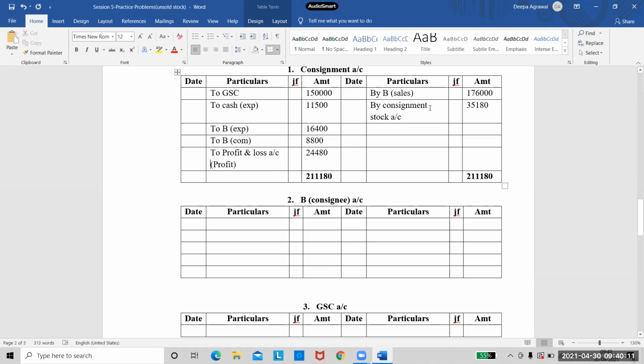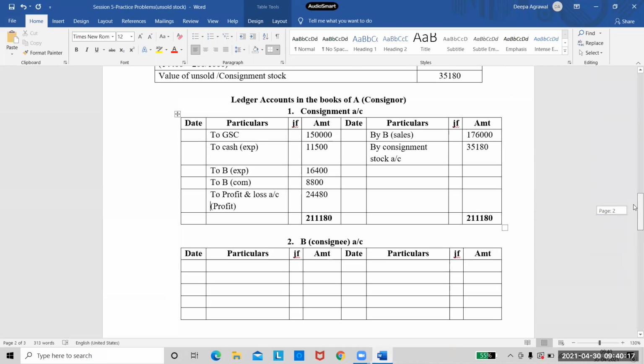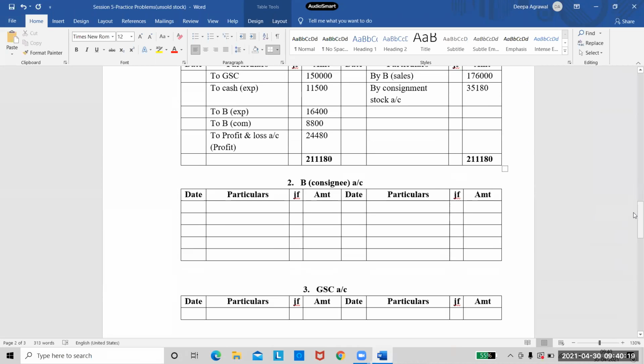So as I told you, the only additional entry is about this consignment stock. Otherwise, everything else is as usual, right? So the consignment account is over. Now we'll prepare the consignee's account. And how do we do the consignee's account? We first start with the entry for advance, right?